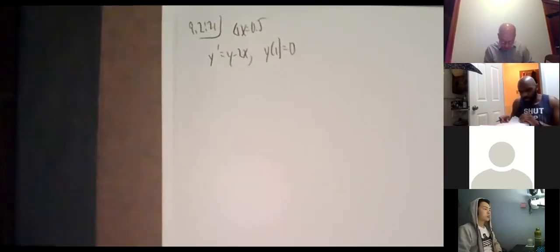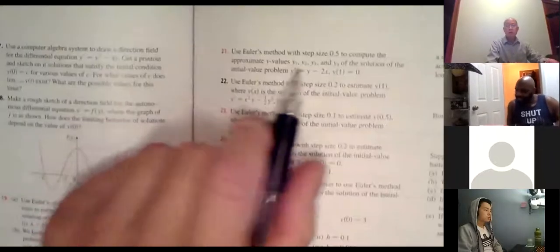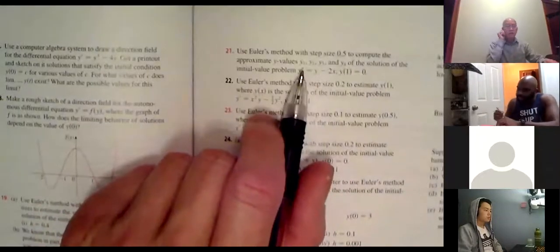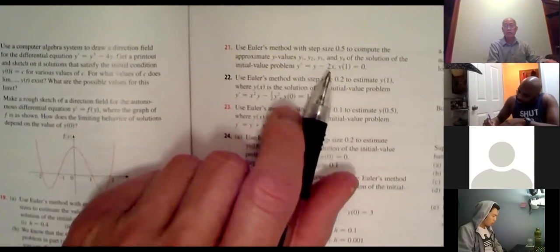Okay, they tell you to do it exactly 4 times, y1, y2, y3, y4. And this time we're not starting at 0, we're starting at 1. So it's going to go 1, 1.5, 2, 2.5, 3. So the language was step size 0.5, find y1, y2, y3, y4. In other words, do it 4 times.